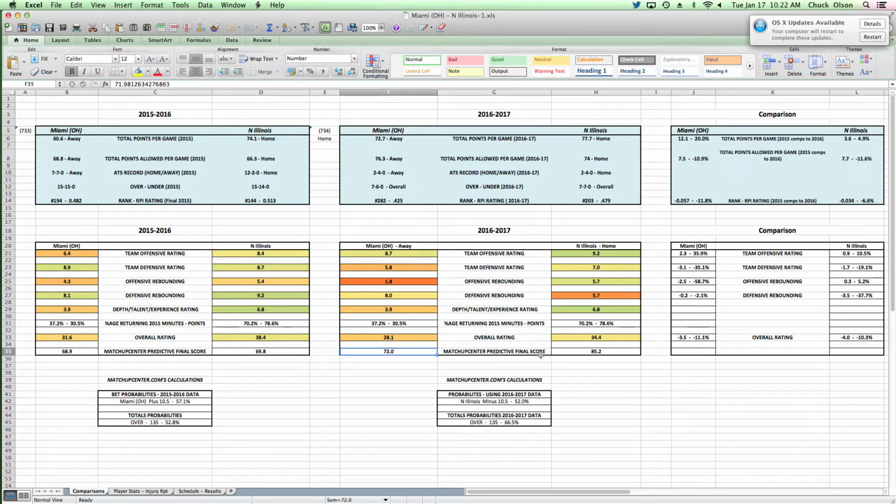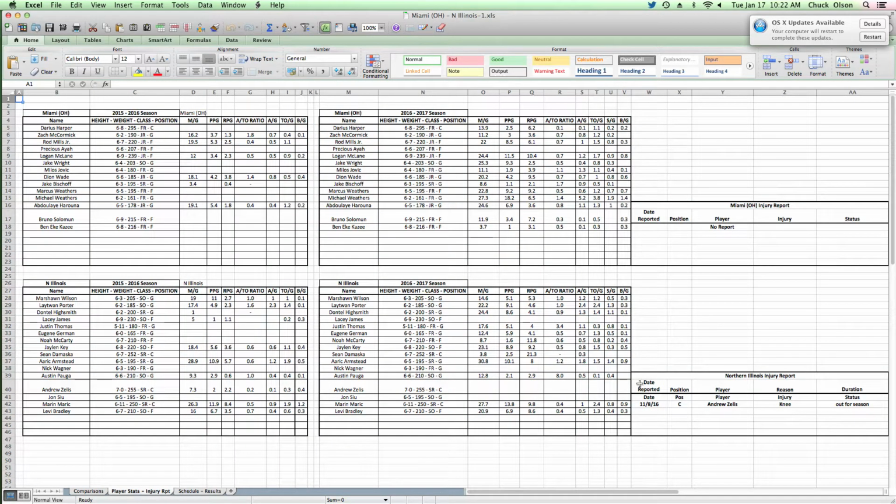We're looking at a predictive score, which is just math, 72-85. Come down and see, wow, that is a big number to the over, 66.5%. So unless something really changes my mind here, I am pretty sure I'm going to be betting this over bet. Now I'm looking over here at the player stats and injuries.